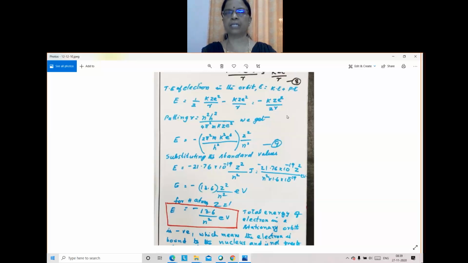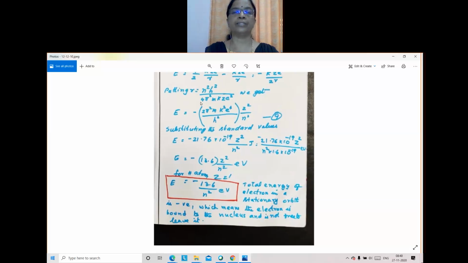We know there is an electrostatic force of attraction between the nucleus and the electron. In this expression, we put the value of r that we got earlier. The value of r is substituted here, n square h square by 4 pi square m k Z e square, and we got the expression for energy. Very important expression, the energy expression. Learn this expression by heart: minus of 2 pi square m k square e raised to 4 by h square into Z square by n square.